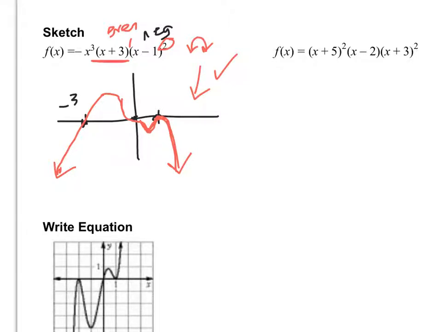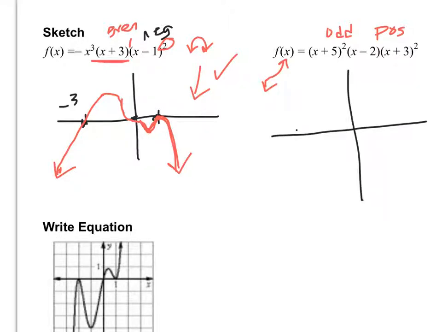And let's do the same thing next. So it's going to be a positive. And now let's look at the exponents. I have 2 plus 1 plus 2, so this is going to be odd. So odd, positive, my little mini sketch looks like this. Sketch our axes. I have negative 5, I have negative 3, and I have positive 2. I know y'all are drawing more beautiful graphs than me.